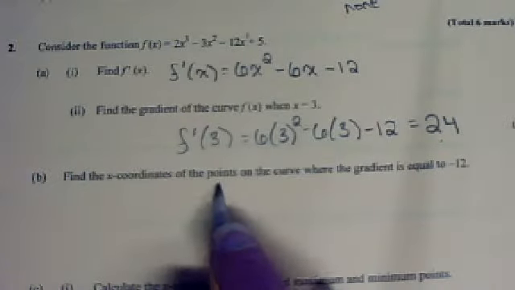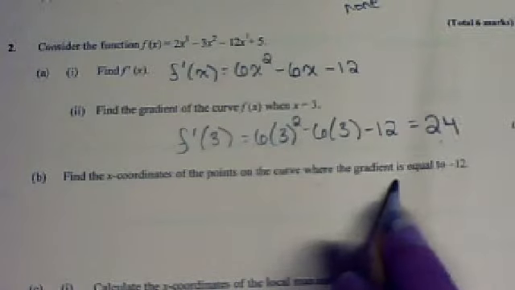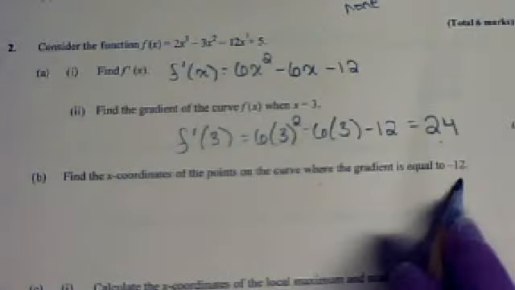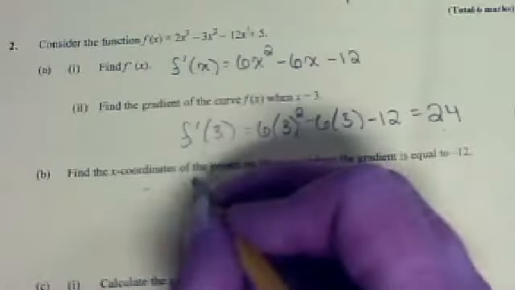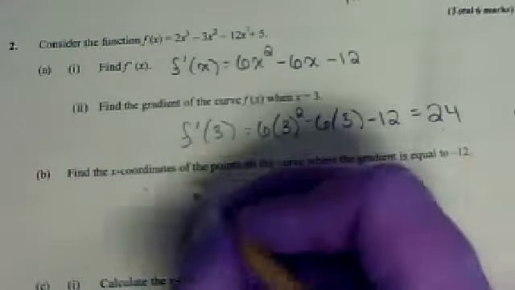Find the x-coordinates of the points on the curve when the gradient is negative 12. So now they're giving us the gradient, and we're trying to find the x value that gives it. So you're working backwards. You're going to take that derivative and set it equal to negative 12.